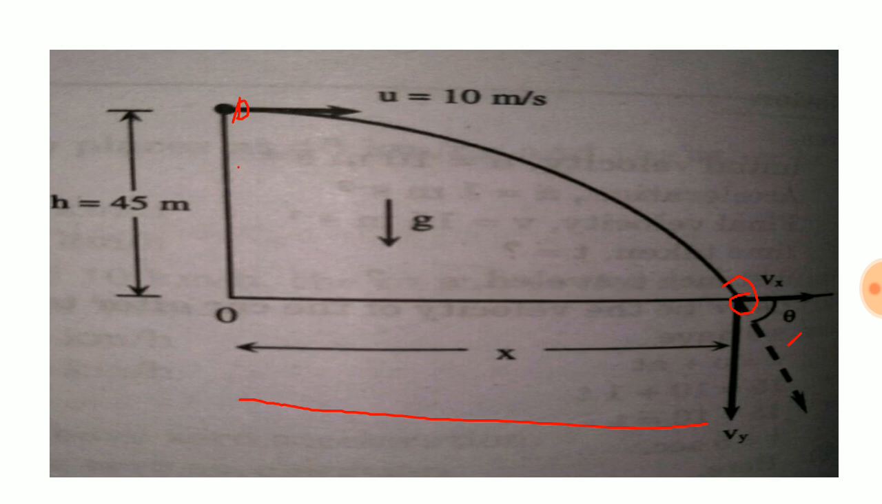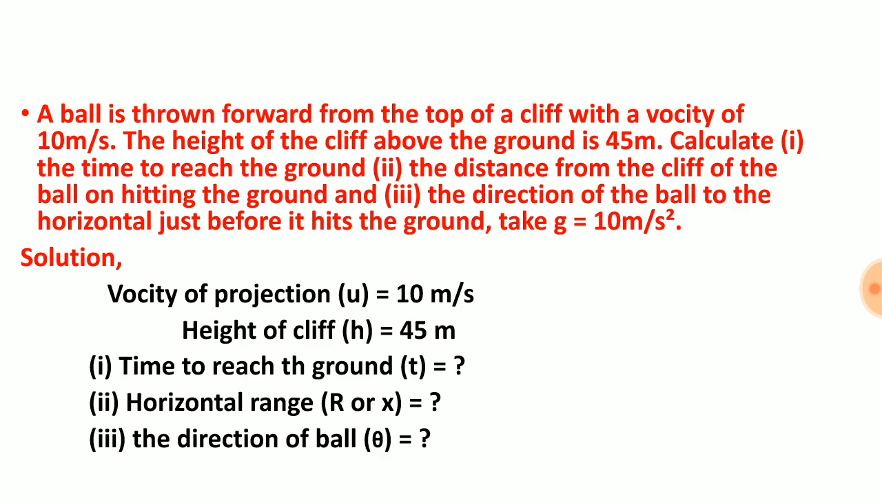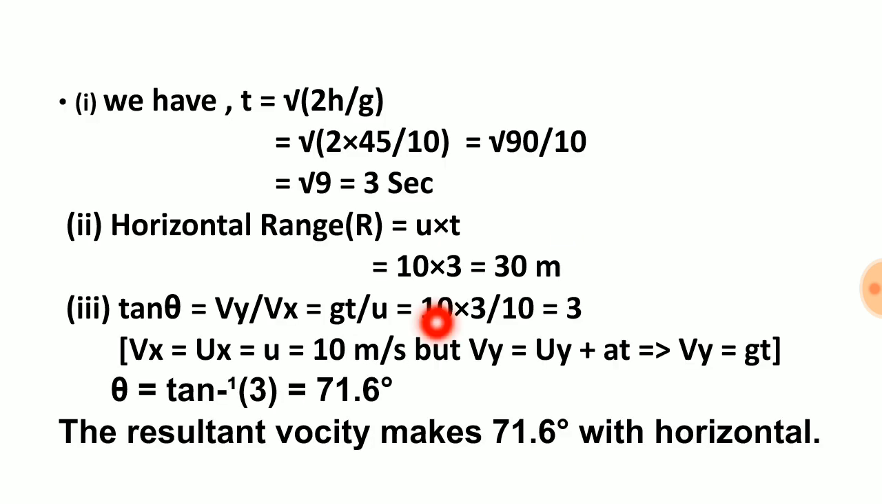Now let us see the solution part. If you see my previous video, in that video I did all the derivation that is needed for projectile motion. Now let us see only the solution part of this problem. The velocity of projection is 10 meter per second, height of cliff is 45 meter, and these are the time period, horizontal range and direction that we need to calculate. Then our formula to find t is root under 2h by g.